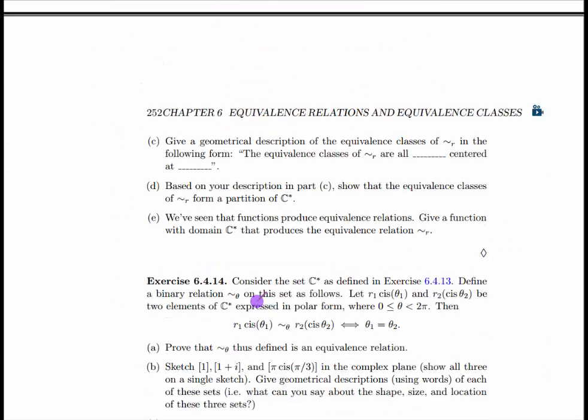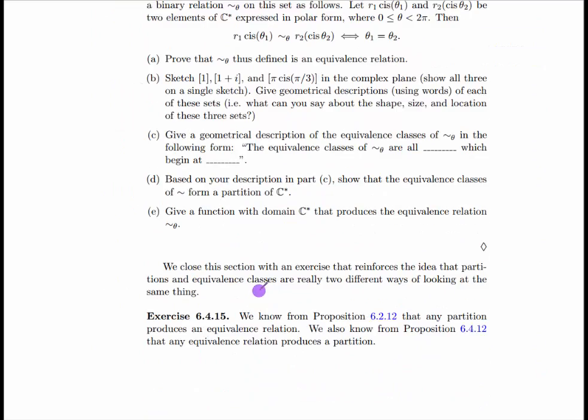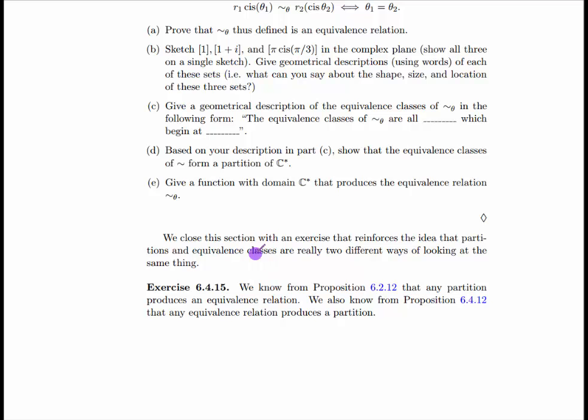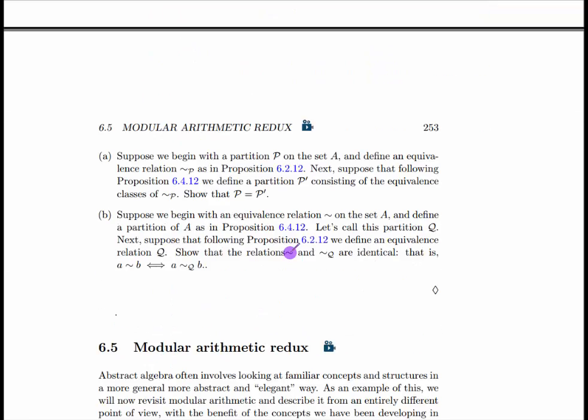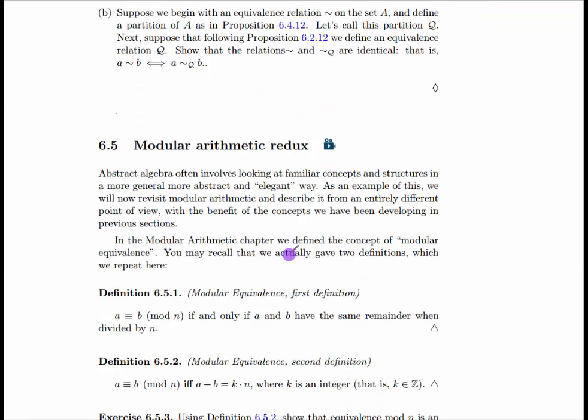The upshot is that partitions and equivalence classes are really two different ways of looking at the same thing. You can break up a set into subsets, or you can define a relation on elements in the set, and that will break the set up into subsets. It's just two perspectives on the same basic situation. All right? So we'll stop there for this section.